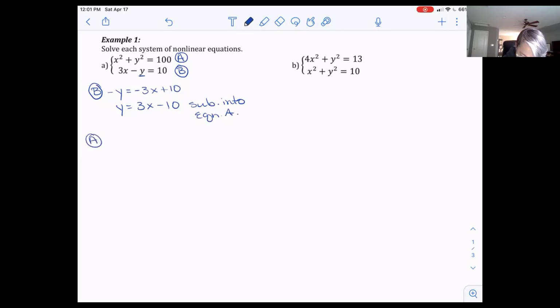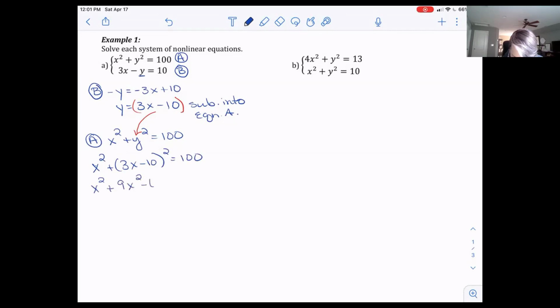So remember, equation A is x squared plus y squared equals 100. So we're going to take that binomial that represents y, and we're going to plug it in here for y. So we get x squared plus (3x minus 10) squared equals 100. Go ahead and FOIL and combine like terms. And since we ended up with a quadratic, let's set it equal to 0 and see if we can factor. And this gives us two possible solutions for x.